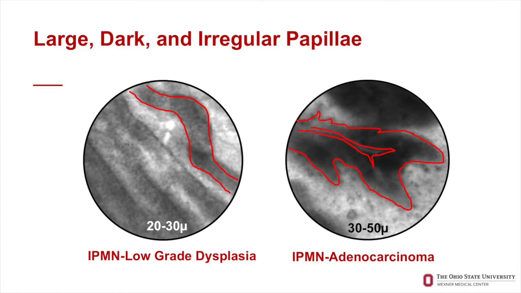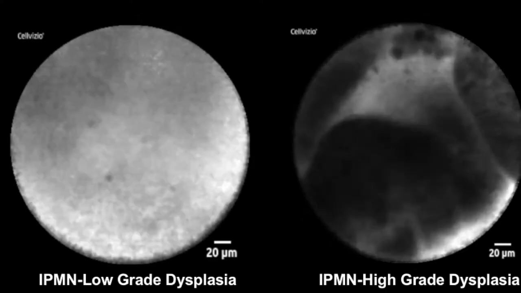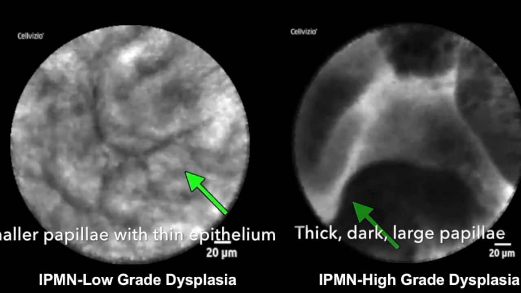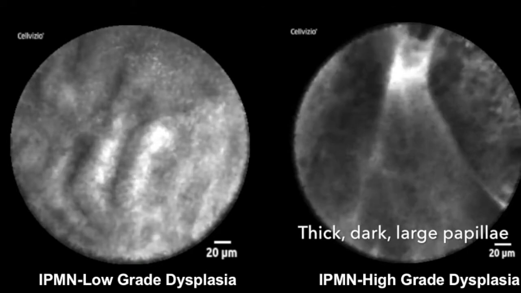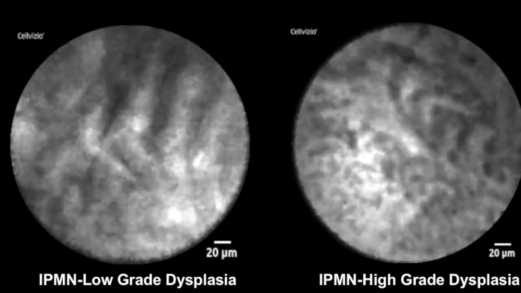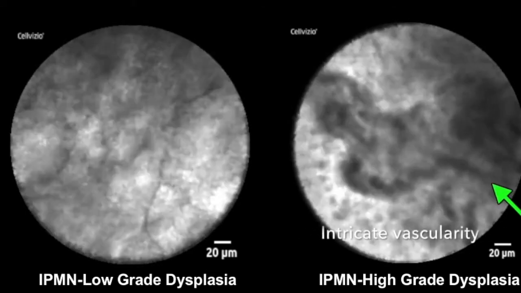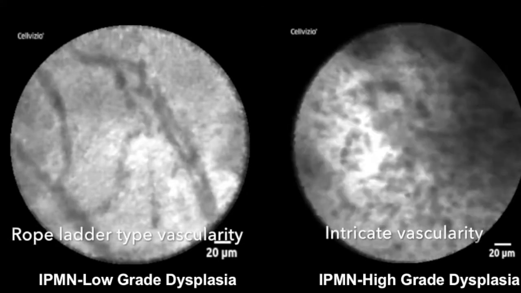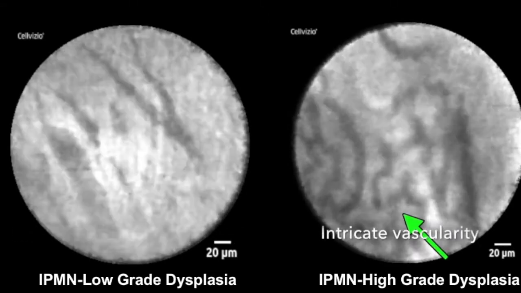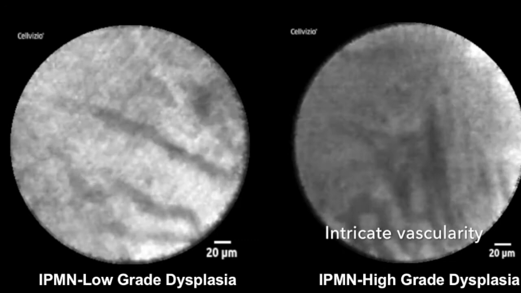Eventually, from thin, flat papillary structures, you get to see large, dark and irregular appearing papillae. These videos just show the differences between IPMNs with low-grade and high-grade dysplasia. Generally, low-grade dysplasia IPMNs have much thinner, flatter papillae, whereas those with high-grade have thicker, larger papillary structures with a much thicker and darker papillary epithelium.